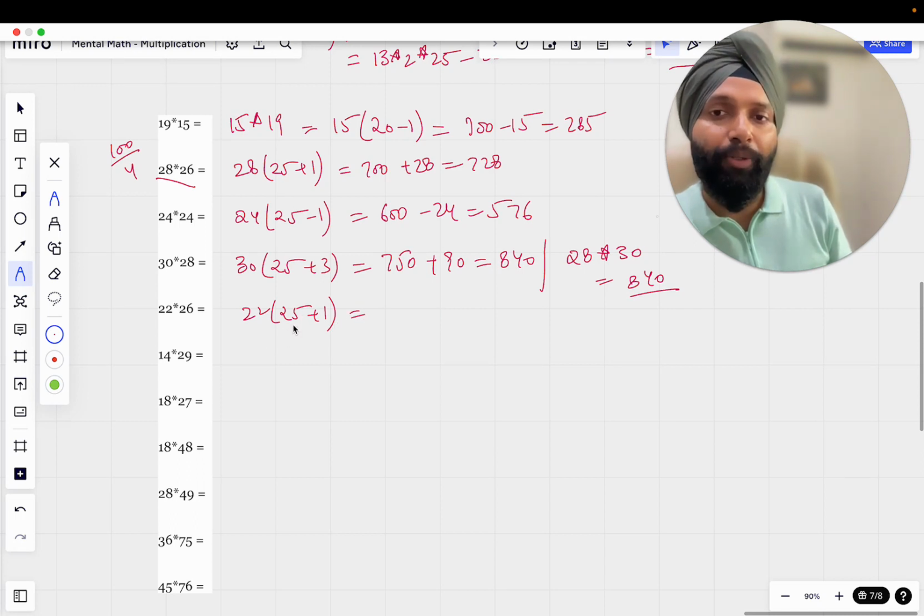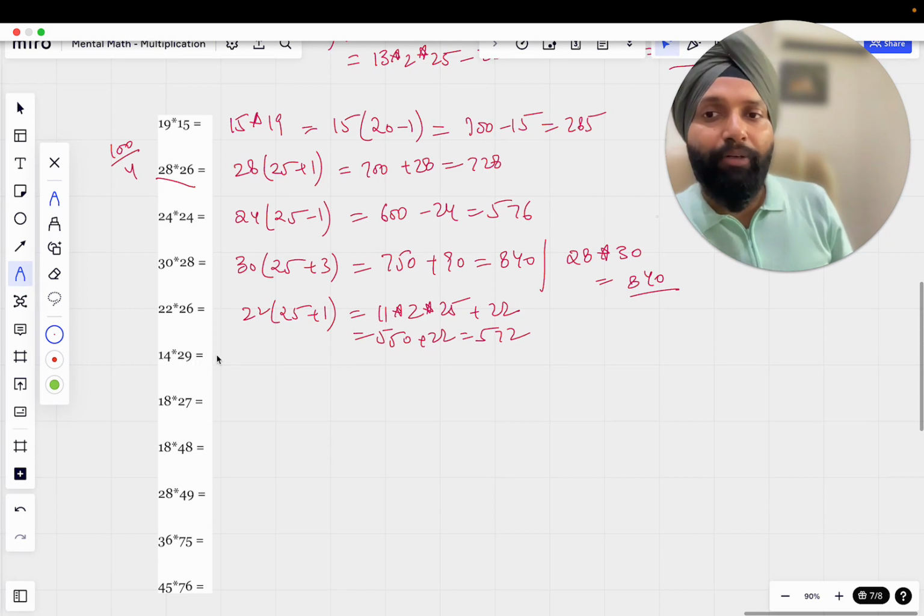Now 22 into 25, so it's not divisible by 4. So what you can do is you can think in terms of 11 into 2 into 25 plus 22. So now 2 into 25 becomes 50, so it becomes 550 plus 22, which is 572.